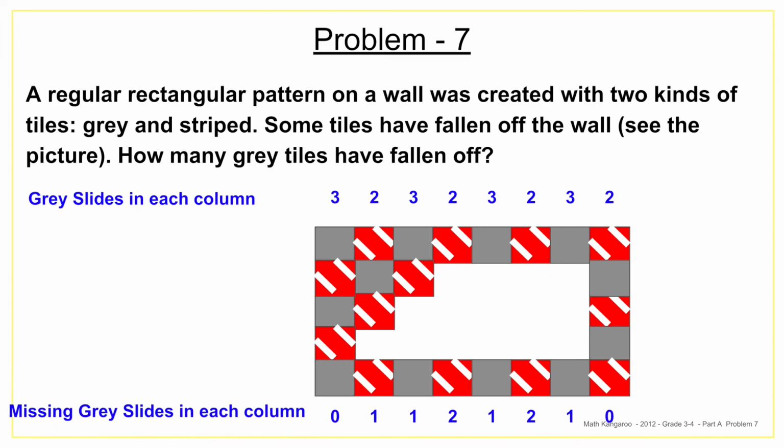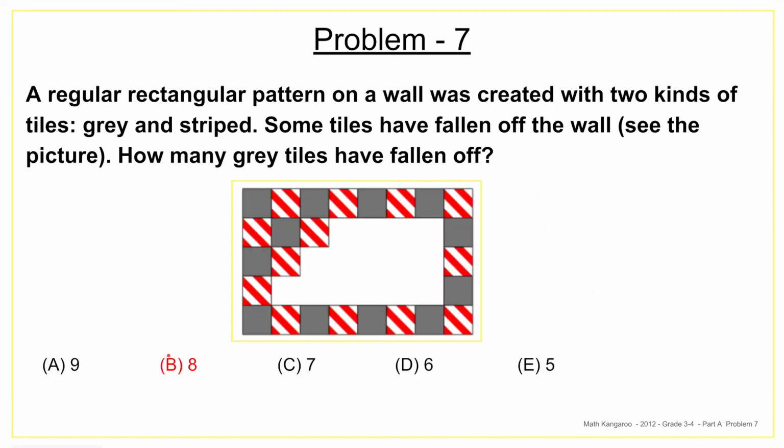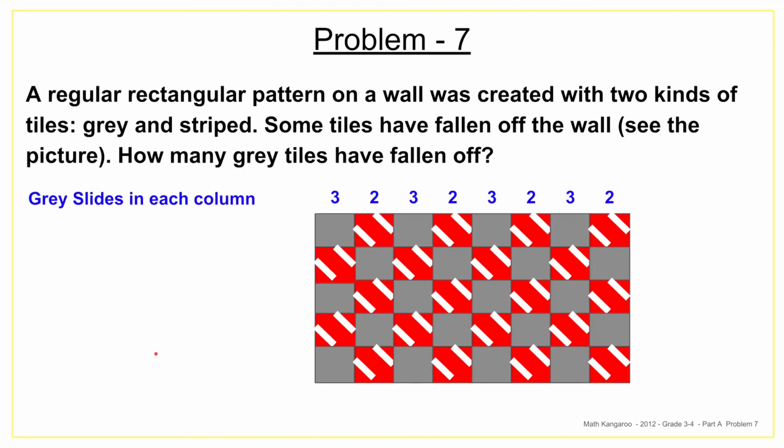Now add the missing gray tiles. 0 plus 1 plus 1, 2, 2 plus 2, 4, 4 plus 1, 5, 5 plus 2, 7, 7 plus 1, 8. And our answer, 8 missing tiles. So option B is our answer. If you would like to see all the tiles attached, this is your slide.